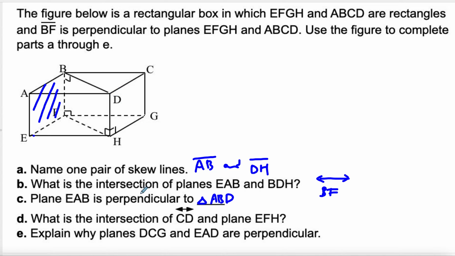Okay. All right. D. What is the intersection of line CD and plane EFH? Let me erase this and let's look at CD. Line CD is here. This line and plane EFH. EFH is the bottom one, so the base down here. What would you say?